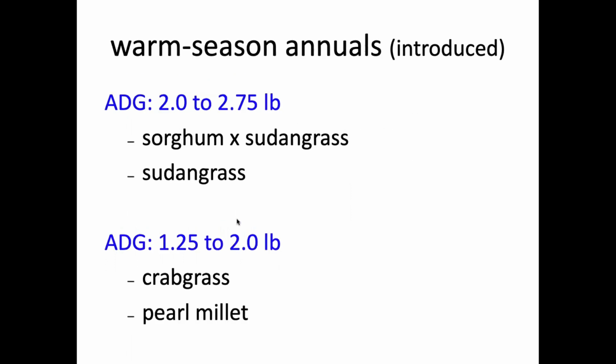If we look at our warm season introduced annuals, so things like sorghum Sudan or Sudan grass, 2 to 2.75 pounds a day. Crabgrass or pearl millet, we'd kind of be looking at 1.25 pounds to 2 pounds a day. So you can see those annuals we get a little better performance out of than the perennials.